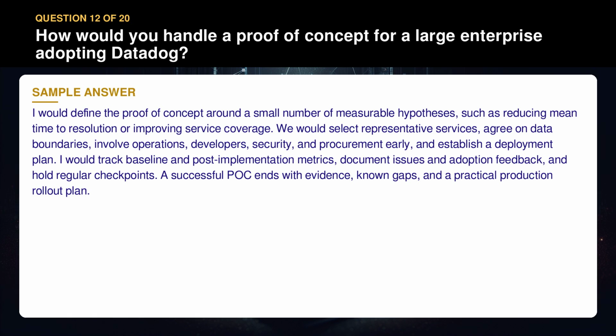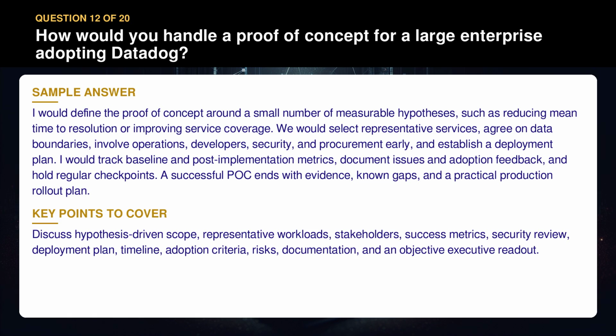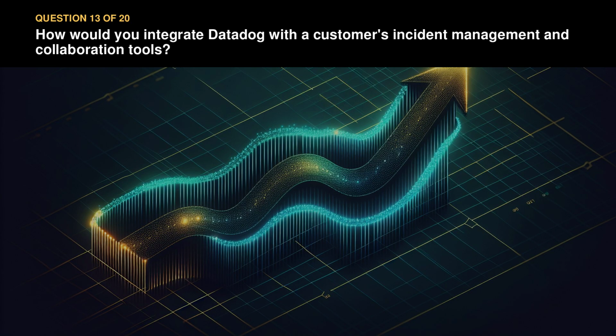A successful POC ends with evidence, known gaps, and a practical production rollout plan. Discuss hypothesis-driven scope, representative workloads, stakeholders, success metrics, security review, deployment plan, timeline, adoption criteria, risks, documentation, and an objective executive readout. Question 13. How would you integrate Datadog with a customer's incident management and collaboration tools?